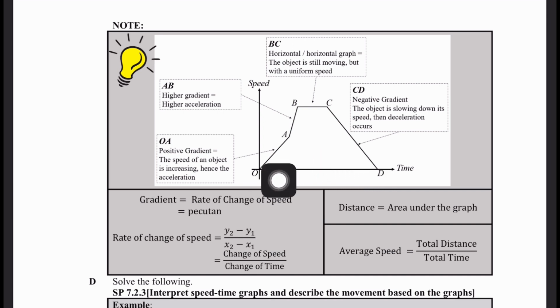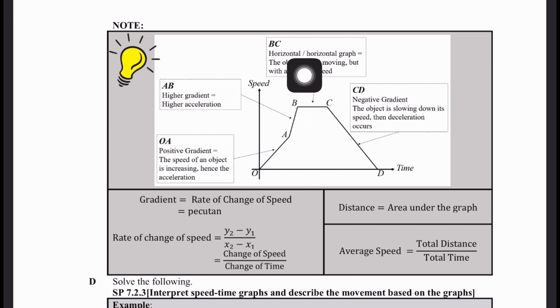So we have OA have positive gradient. So it means the speed of an object is increasing, hence the acceleration. Maksudnya speed dia semakin meningkat, so dia memecut. Sekarang di sini AB we have higher gradient, which is higher acceleration. Makin cepat dia pecut.